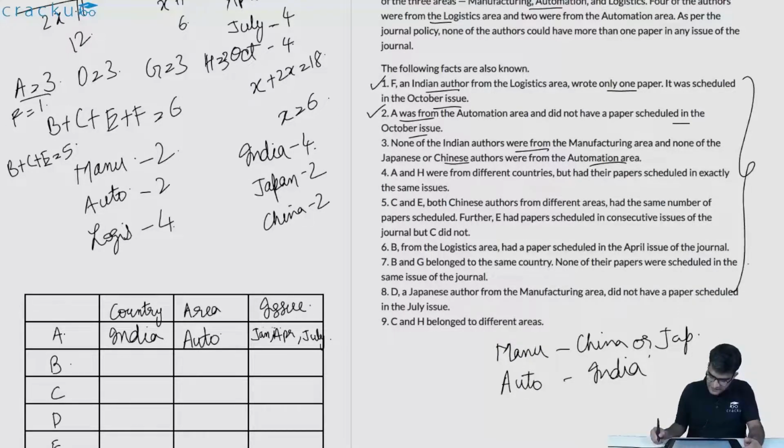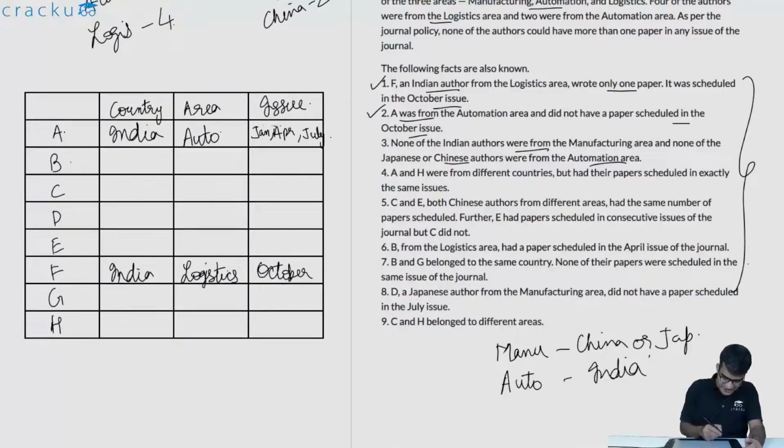A and H were from different countries. So this would imply that H is not from India, but had their papers scheduled in the exact same issues. This would imply that H also had his papers in Jan, April and July.